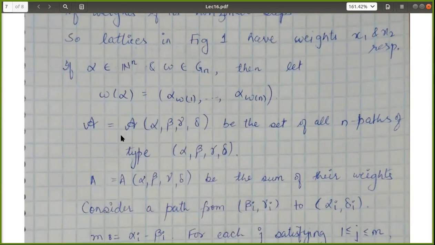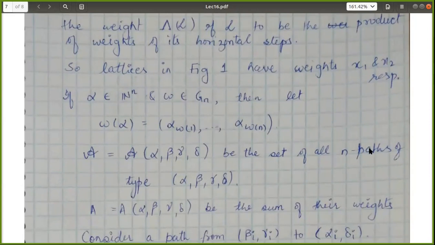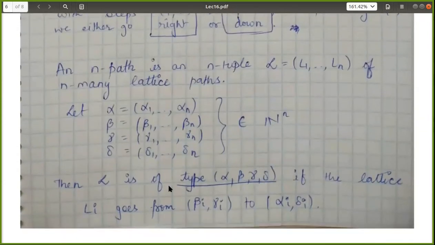Now, there is some machinery which is not needed for the setup, but I thought it is better if I at least explain this, and then when you read the proof, you'll be able to understand things better. So the calligraphic A, depending on the variables alpha, beta, gamma, delta, be the set of all n-paths of the type alpha, beta, gamma, delta. Remember, an n-path of this type means L_i is a lattice path which starts from (beta_i, gamma_i) to (alpha_i, delta_i). That is when an n-path is called of type alpha, beta, gamma, delta. Remember this? Yes. Great.